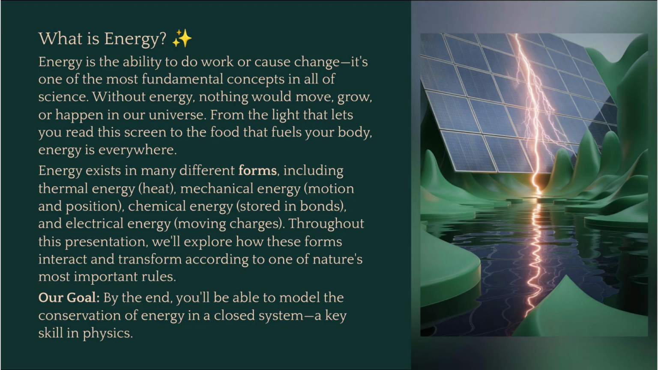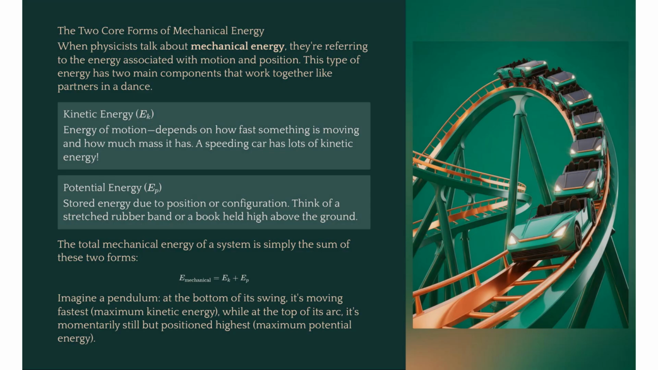Understanding how these forms are related is the key to mastering the most important law in all of science, the law of conservation of energy. When we talk about mechanics, the study of motion, we focus on two main forms of energy. The first is kinetic energy, which is the energy of motion. If something is moving, it has kinetic energy. The second is potential energy, which is stored energy. Think of it like potential, something that has the potential to move later. Together, these two forms make up an object's total mechanical energy.